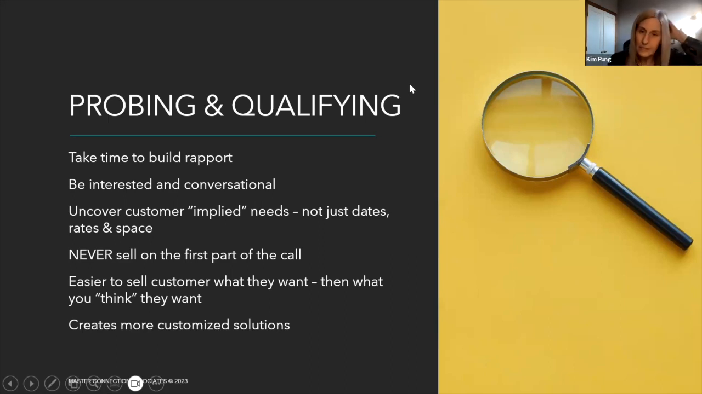But what's important in the probing and qualifying is that we're taking time to build rapport. We're not rushing too quickly through the process. We're not rushing too quickly with just getting dates, rates, and space, but really taking time to get to know them, to show interest in them, to be conversational, and to cover what we call the implied needs.